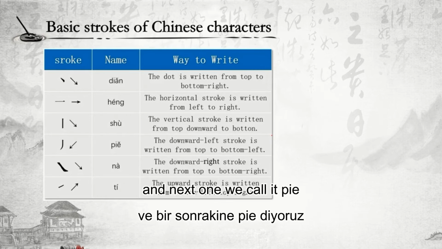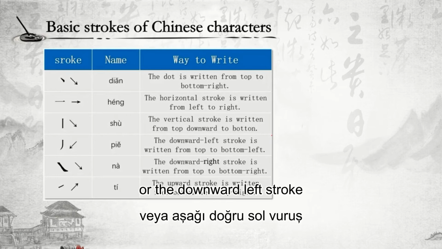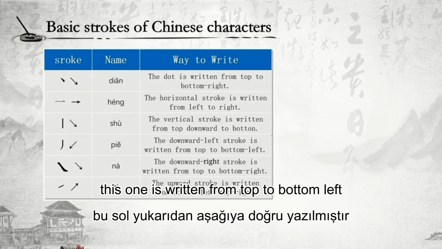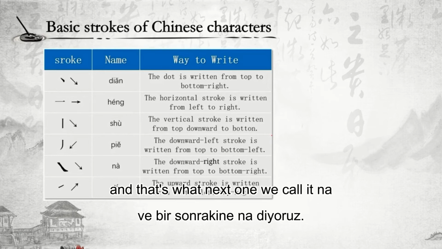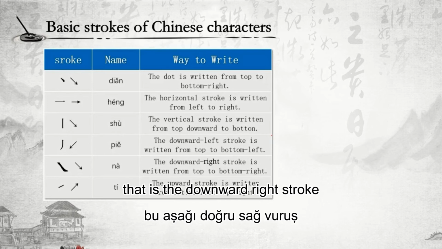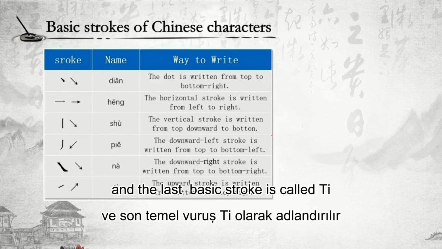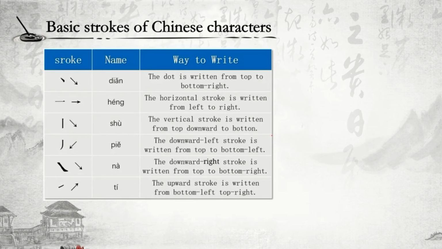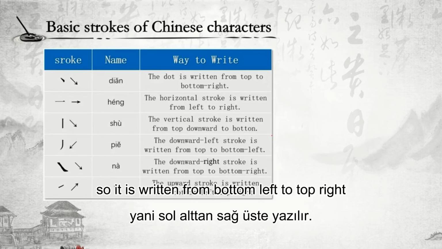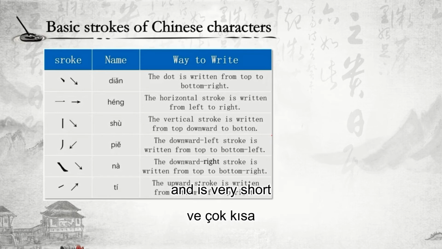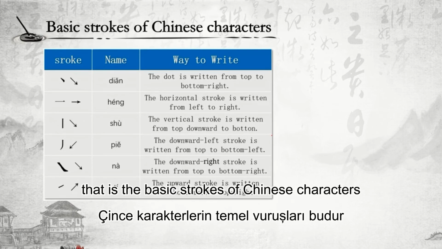And next one, we call it 撇, or the downward left stroke. This one is written from top to bottom left. And next one we call it 捺. That is the downward right stroke. It is written from top to the bottom right. And the last basic stroke is called 提. So it is written from bottom left to top right, and is very short. That is the basic strokes of Chinese characters.